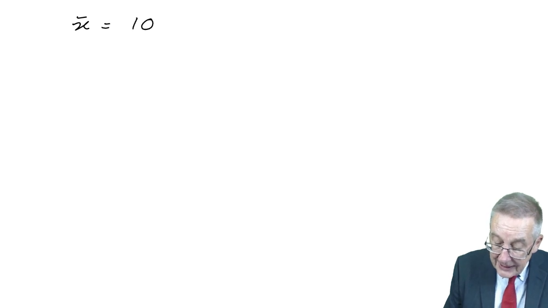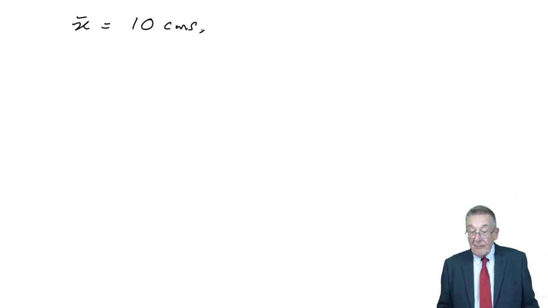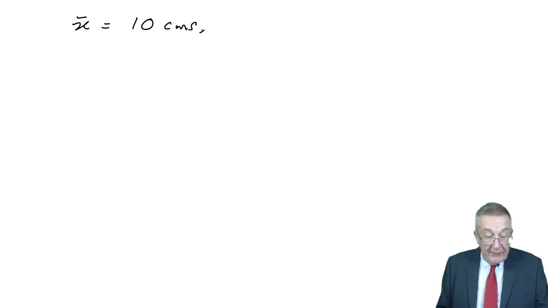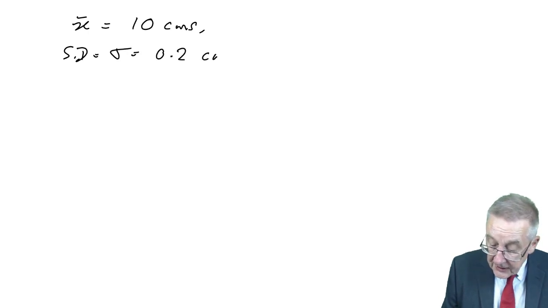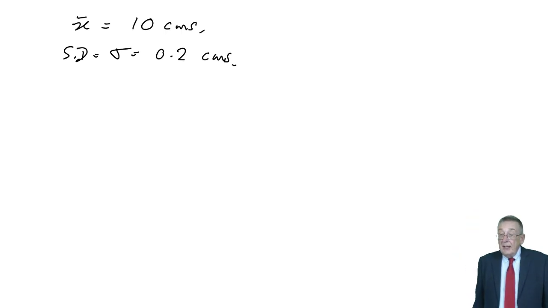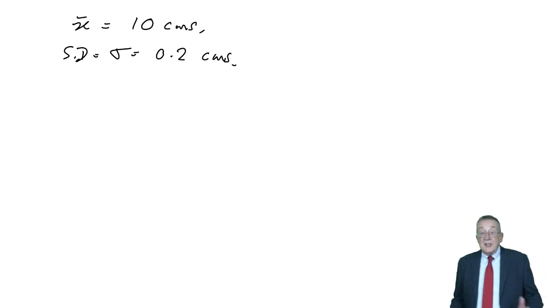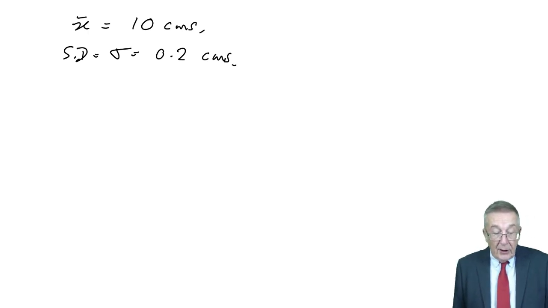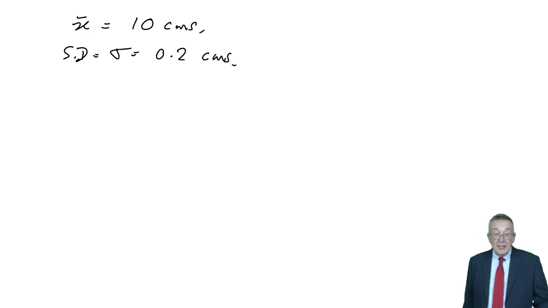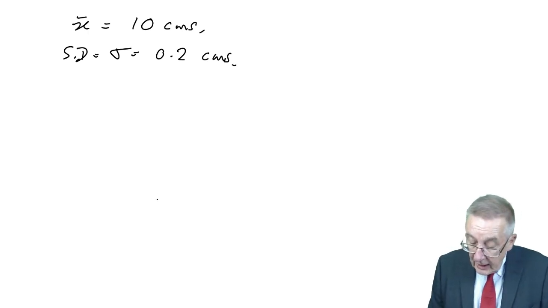A company produces units with an average length of 10 centimetres, so the arithmetic mean is 10 centimetres. The standard deviation, or sigma, is 0.2 centimetres. Now we know how those were calculated, and although you could be asked to calculate them in other questions, in these questions they'll be given. And it says, what proportion of the units will have a length of more than 10 centimetres, between 10 and 10.4, and so on. Well, we assume that it's normally distributed.